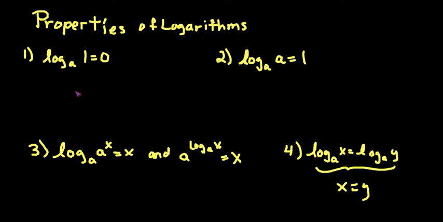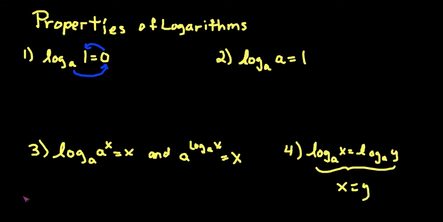Logarithm base a of 1 is equal to 0. And that one's pretty simple to look at because if we walk through and take a look at our circle, anything raised to the 0 power is going to end up equaling 1. So that one makes a lot of sense.